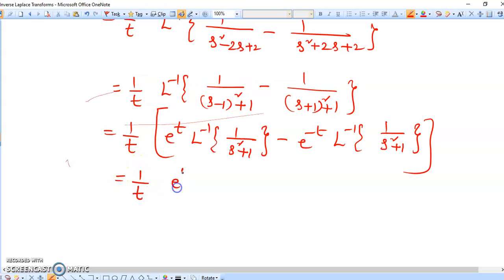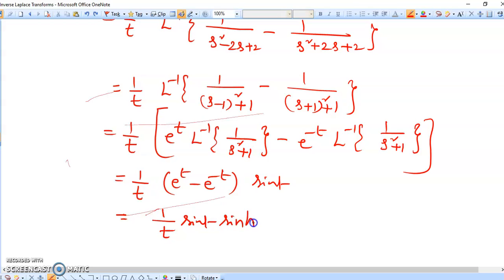So 1 by t times (e power t minus e power minus t) L inverse of 1 by s square plus 1, which is the same for both. And the inverse transform of 1 by s square plus a square is 1 by a sin at, so it is sin t. And e power t minus e power minus t is 2 sinh t. So this will be 2 by t sin t sinh t, and this will be our final answer.